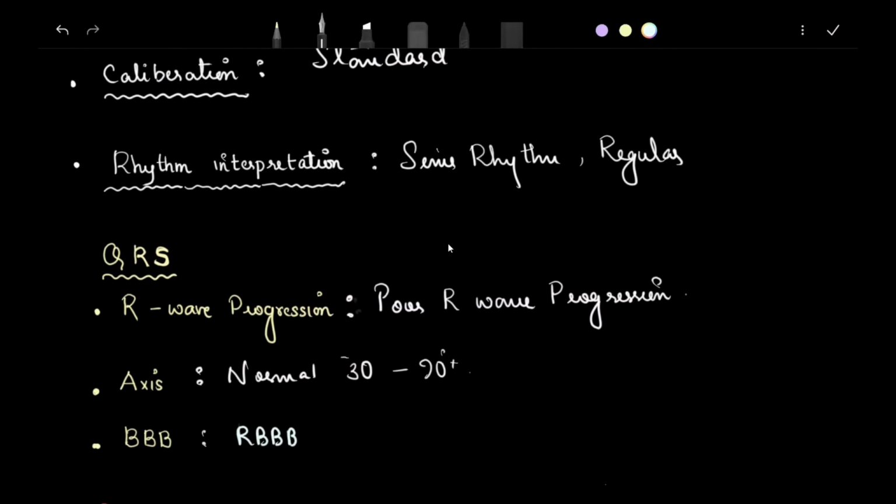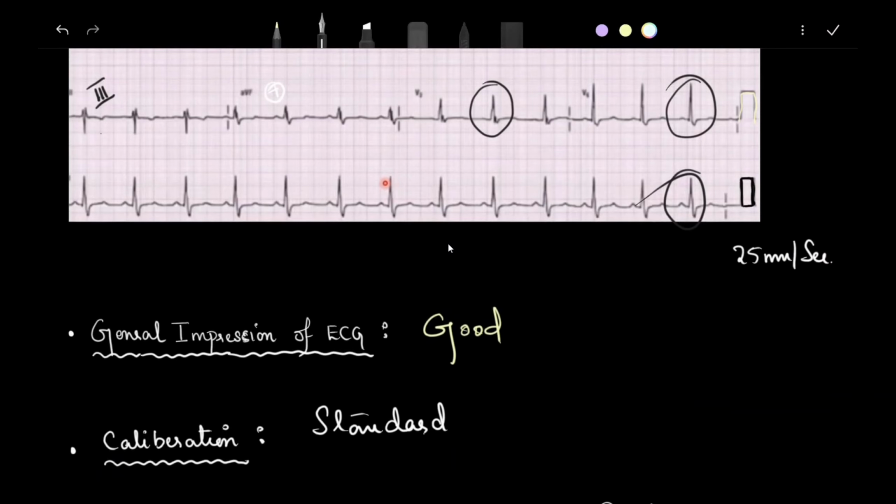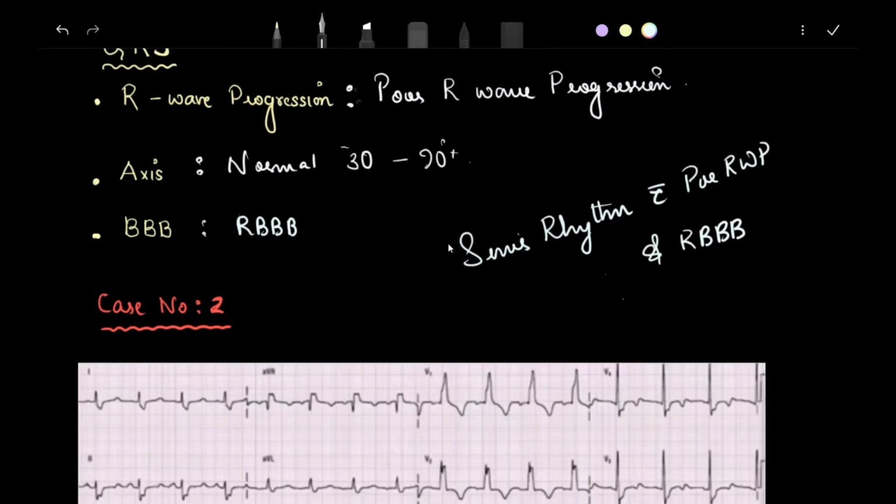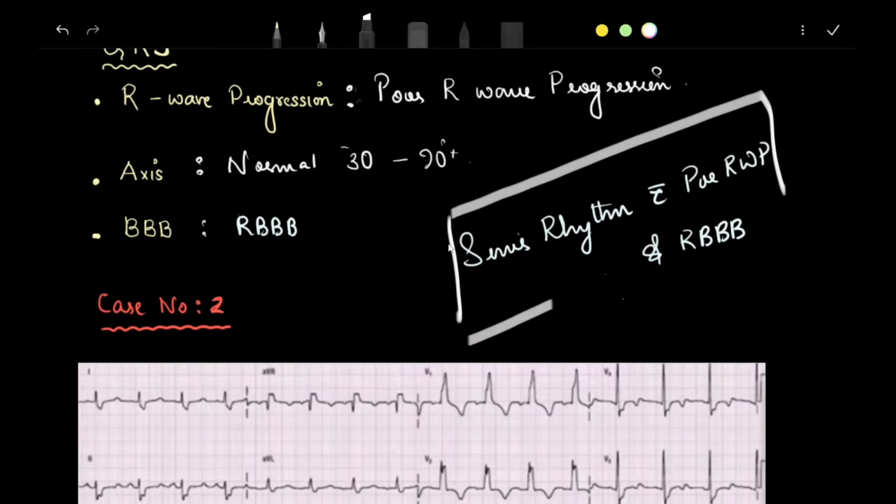So finally, we can write. You just calculate the rate first. In rate, we have four big squares. So the rate will be 300 divided by 4, that would be 75 beats per minute. So this is a case of sinus rhythm with a poor R wave progression, and he's having right bundle branch block. So this is the diagnosis of the first case of ECG.